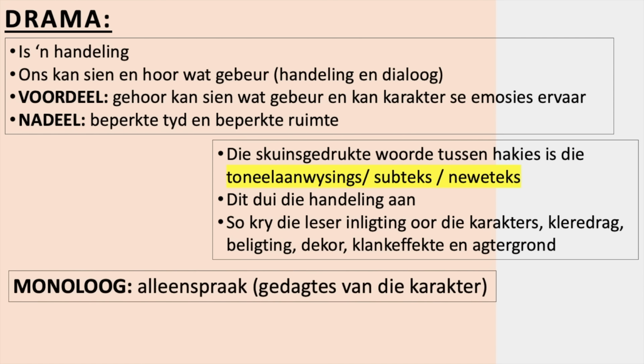So then we have the different types of talking or speaking in a drama. So a monologue is alleenspraak. A monologue is when the person or the character is speaking alone. And a lot of the times, a monologue is the way you get the thoughts of the character. So gedagtes van die karakter.